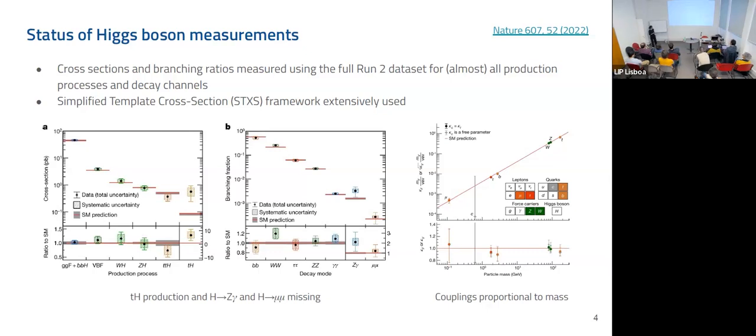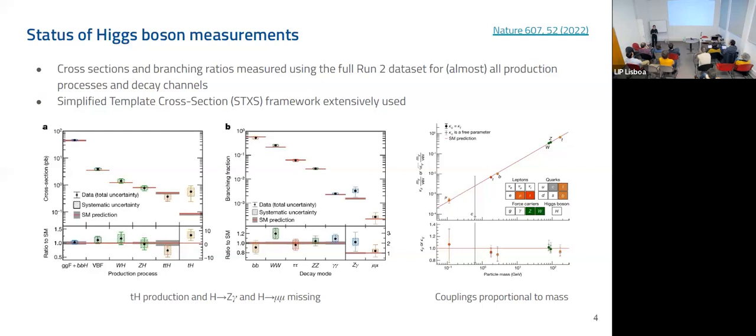And you can see the uncertainties are quite small and all the results are very much in agreement with the standard model. And you see that we still have left to measure single top associated production and the decays of Higgs to Z gamma and Higgs to muons. And this is within reach, maybe at 3 sigma of the full LHC dataset, maybe with a high luminosity phase as well.